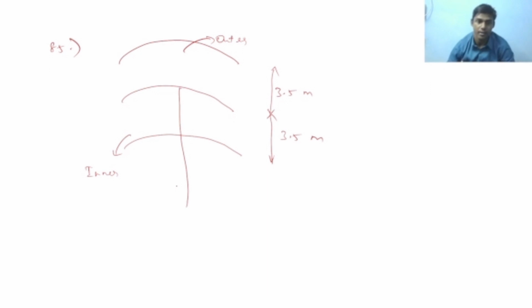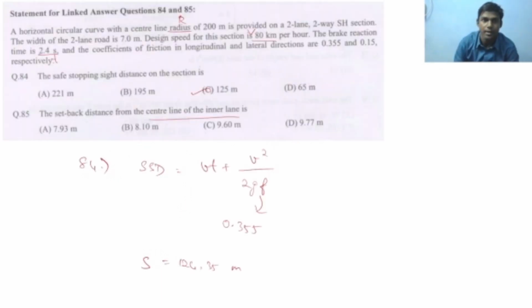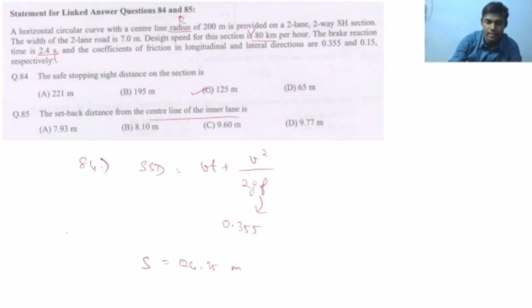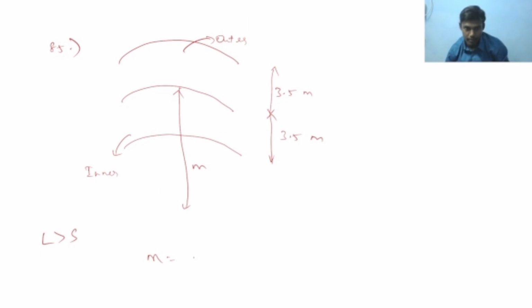As it is a multiple lane road, setback distance will have both two conditions. L is greater than S and L is lesser than S. Here length of road is not given. As length of road is not given, we assume L is greater than S. L is greater than 125 meter, that is S. So the formula will be R minus D cos alpha by 2. So this is formula. R minus D cos alpha by 2.